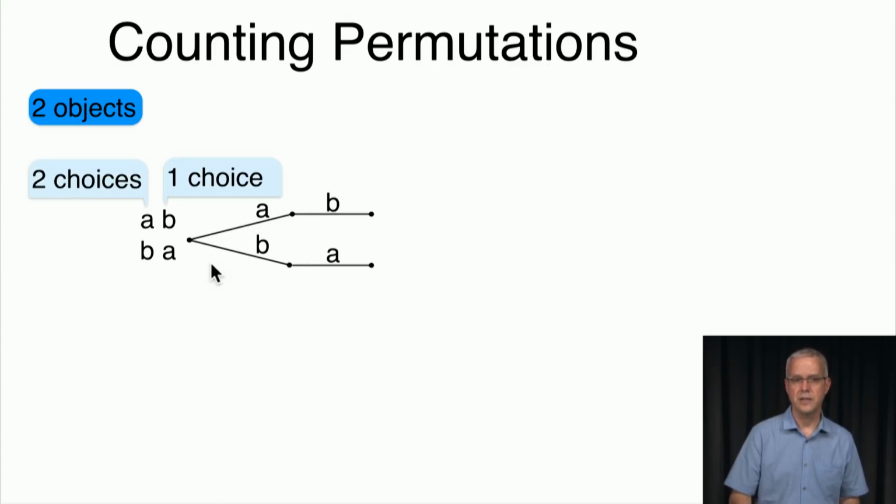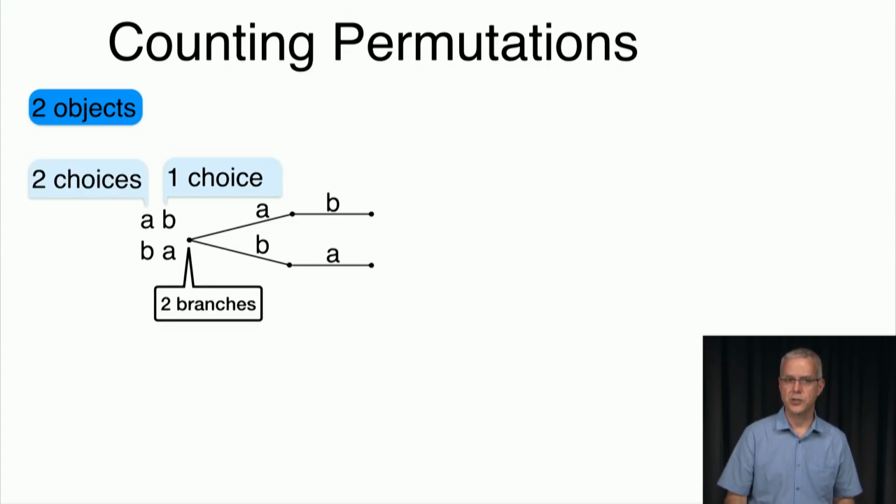And how many different sequences are there? It's the total number of paths, or total number of leaves, in this tree. And we have two branches at the beginning and then one branch later on, so the total number is 2 times 1, which is 2.